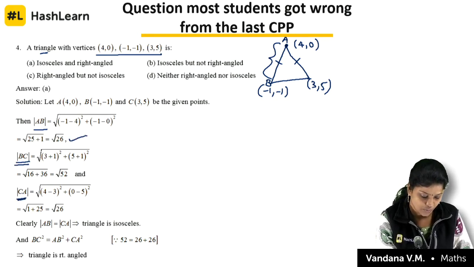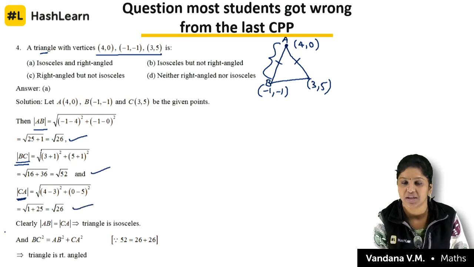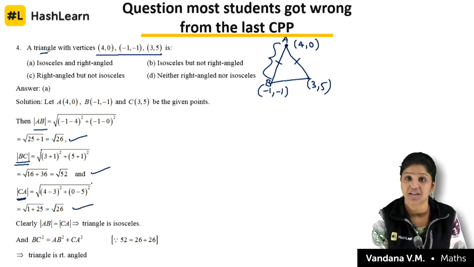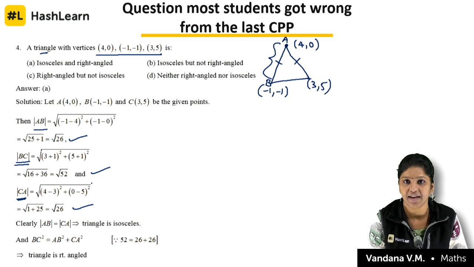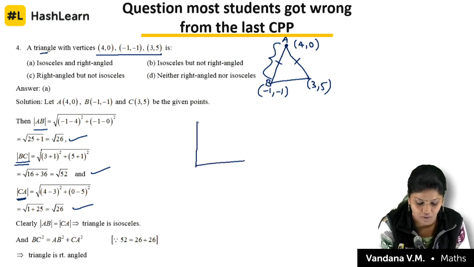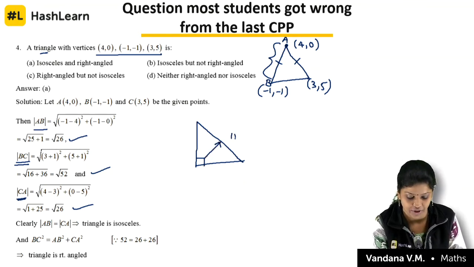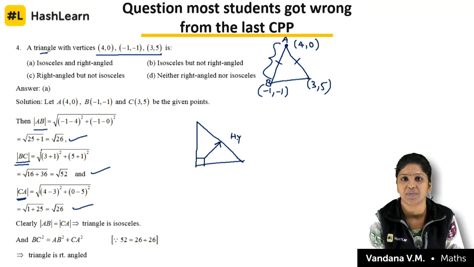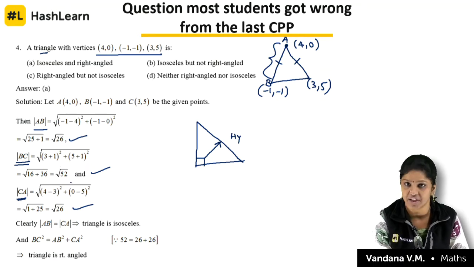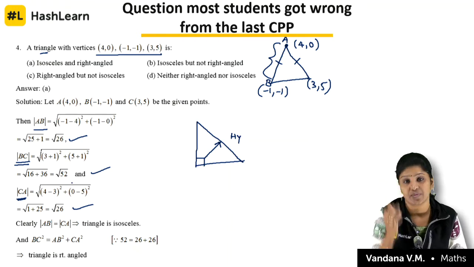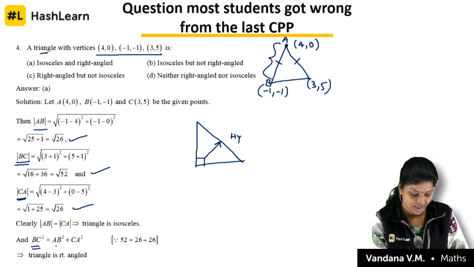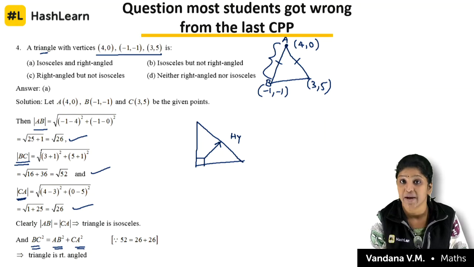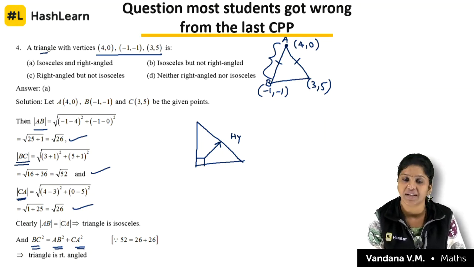Find the distance from A to B, B to C, and C to A. By seeing 26, 52 and 26, we understood that 52 is the greatest value, so it may be a right angle triangle. If it is a right angle triangle, what condition does it have to follow? The side opposite to 90 degrees is called the hypotenuse. Hypotenuse square is equal to side square plus side square. Root 52 whole square can be written as 26 plus 26, so it follows hypotenuse square equals side square plus side square. So I can say the triangle is a right angle triangle.